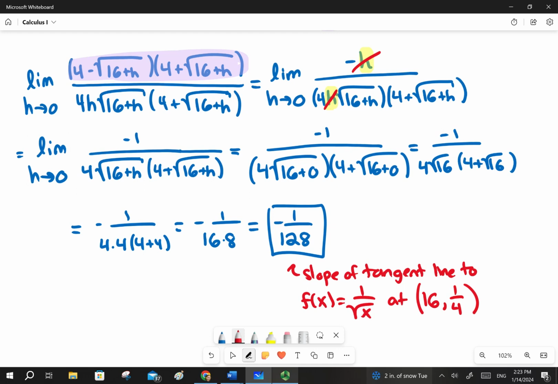And that is the slope of the tangent line to the function f of x equals 1 over the square root of x at the point 16, 1/4, because it is also the derivative of that function evaluated at x equals 16.